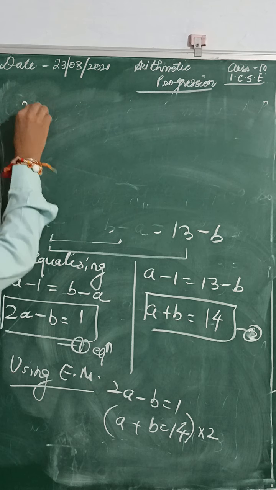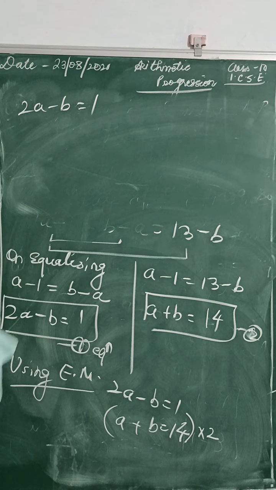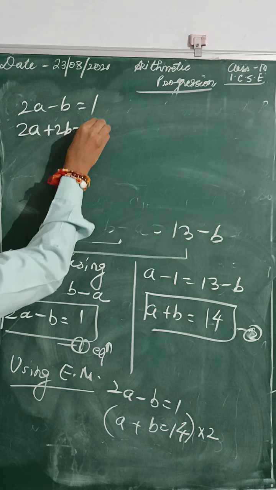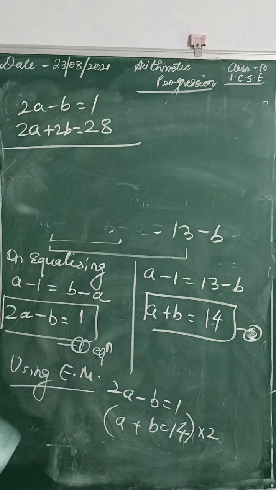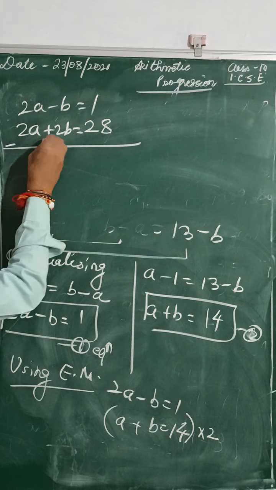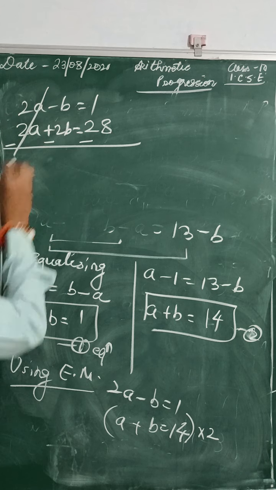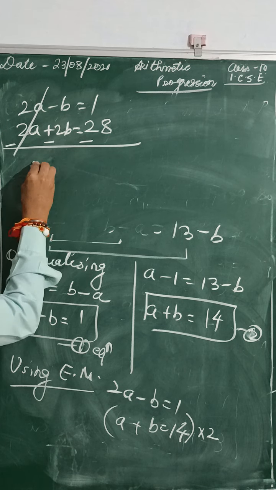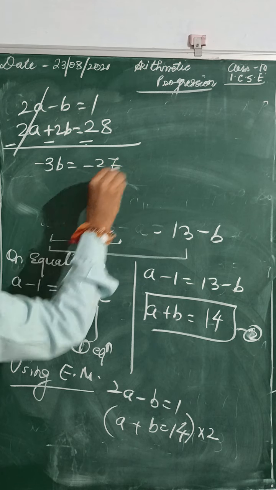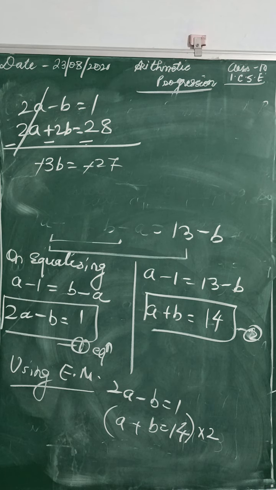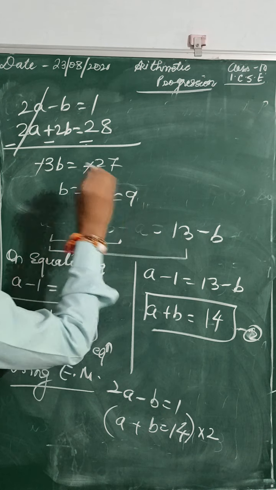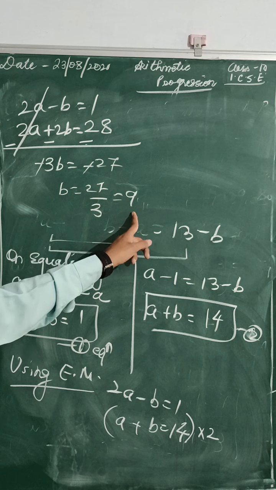So it will be like this, because 2 will be multiplied with each of the terms. Minus, minus, cancelled. Minus b minus 2b will give you minus 3b. 1 minus 28 is minus 27. Minus, minus cancelled. b is equal to 27 upon 3, which is 9. So we got b is equal to 9.